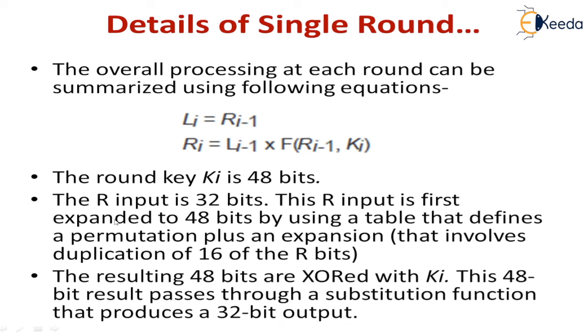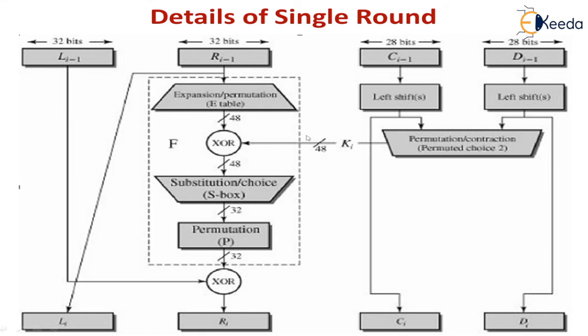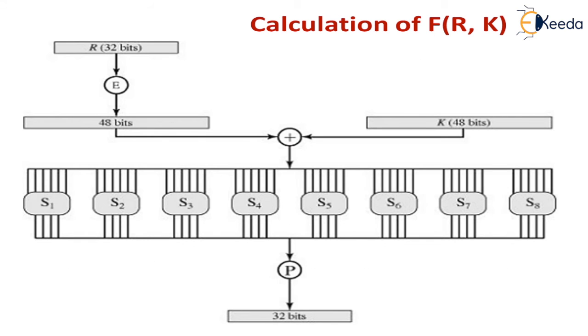This involves the duplication of 16 R bits. The resulting 48 bits are XORed with the Ki. This 48-bit result passes through the substitution function that produces the 32-bit output. Now, for the calculation of f of Rk, we have the 32 bits as an input, and 48 bits are XORed. This is a kind of adder, and it produces the input to the 8 S boxes, S1 to S8, which produce the cipher outputs with 32 bits.